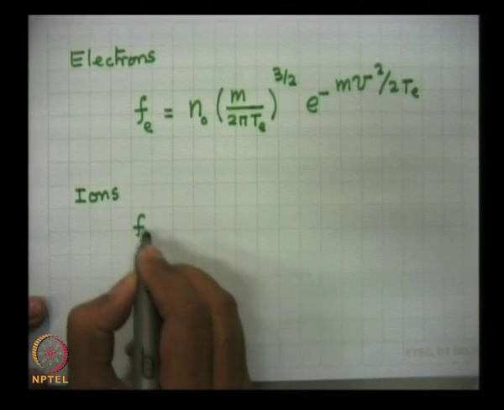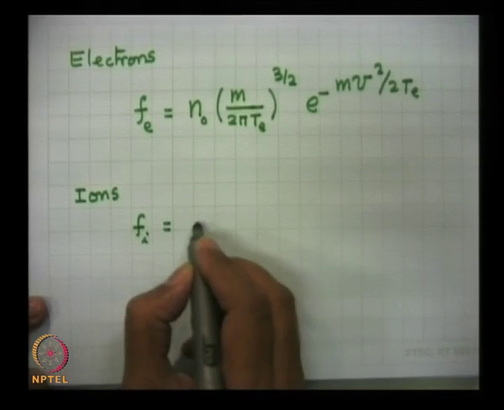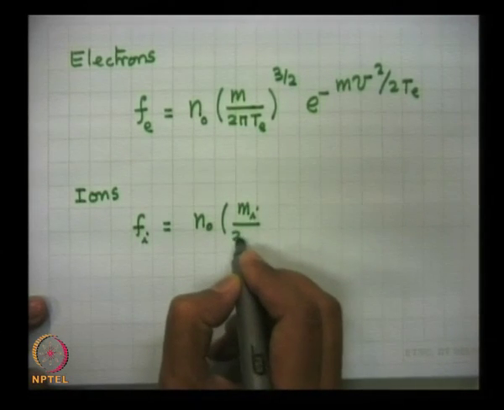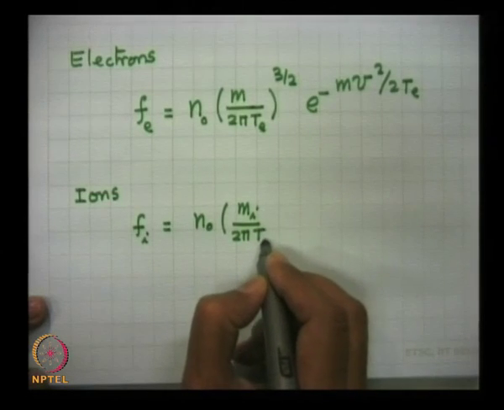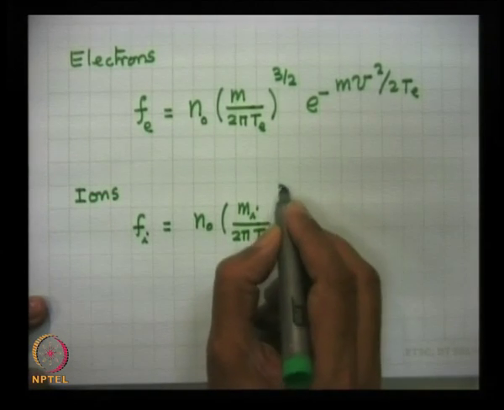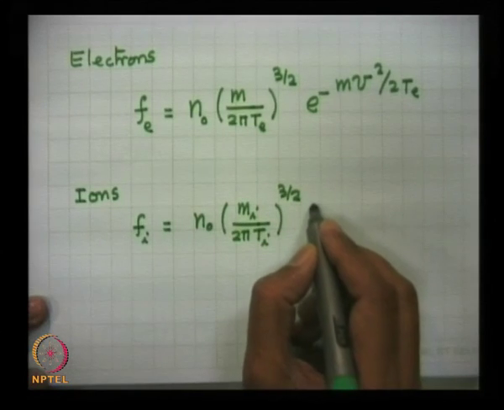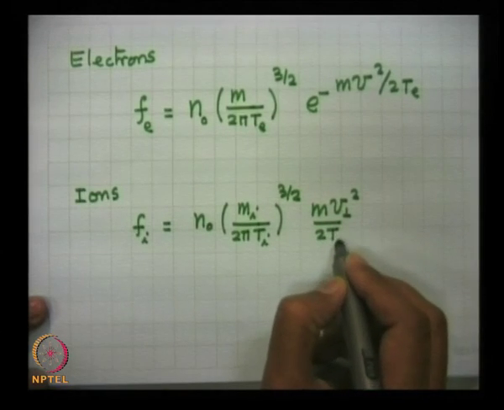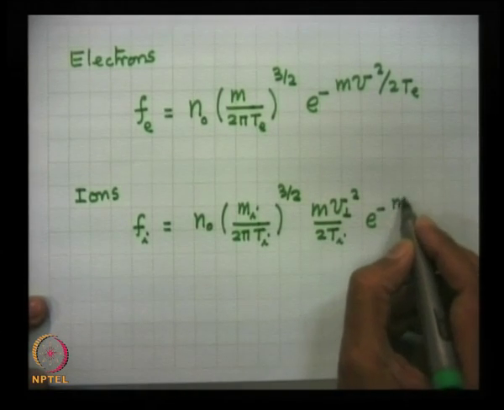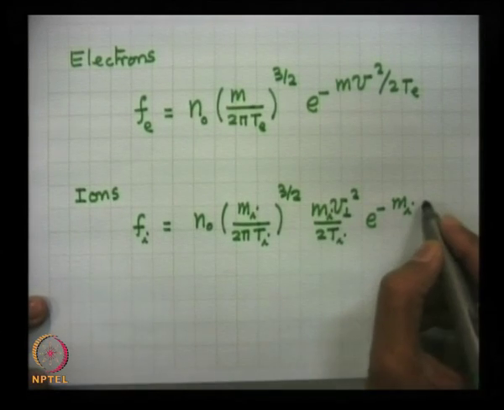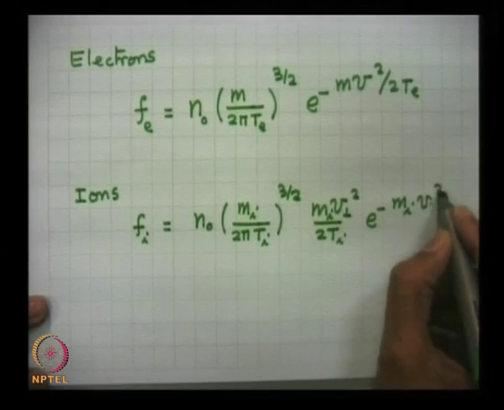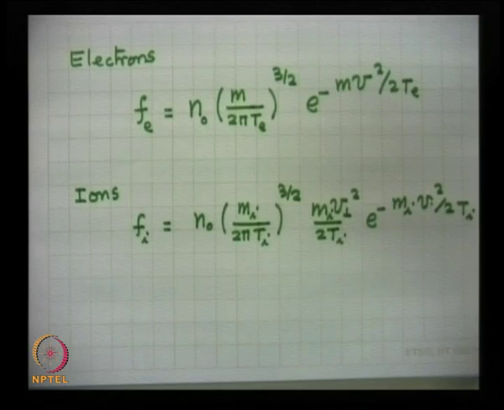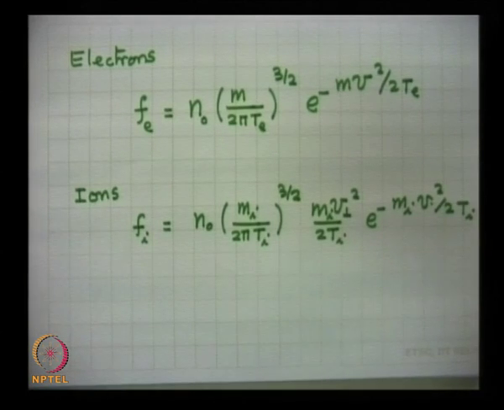the distribution function is f I, which is equal to n0 mass of the ion upon 2 pi T I, ion temperature, to the power 3 by 2, into m v perp square by 2 T I, exponential minus m I, this is m I everywhere, v perp square, v square upon 2 T I. This is the additional factor here.